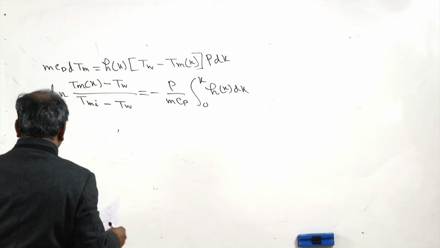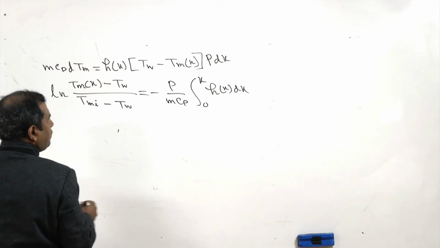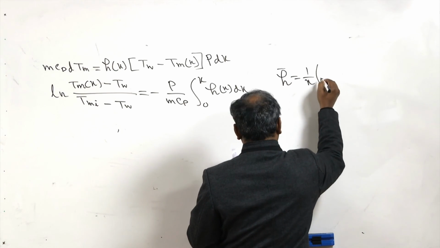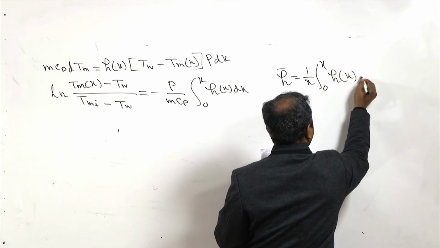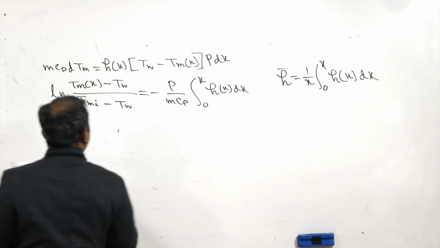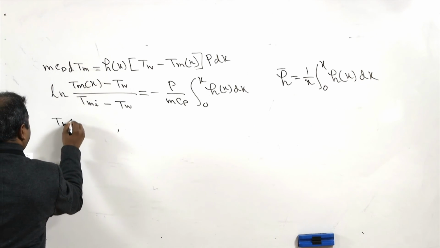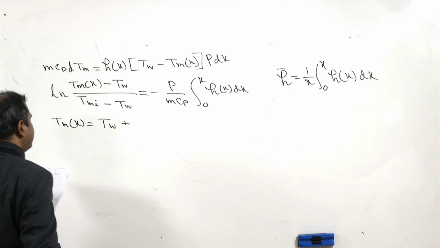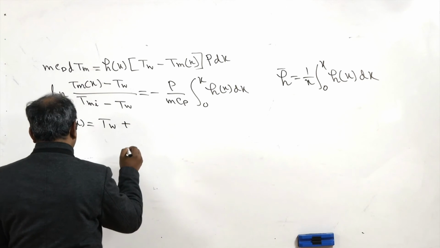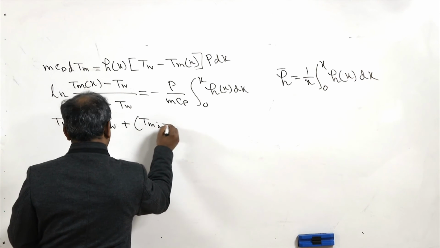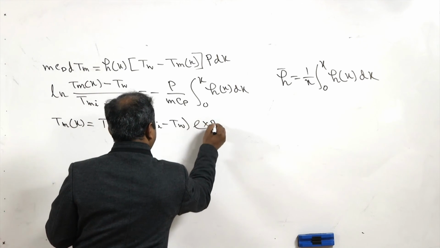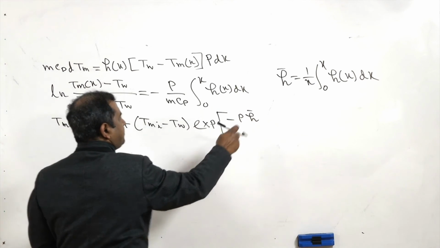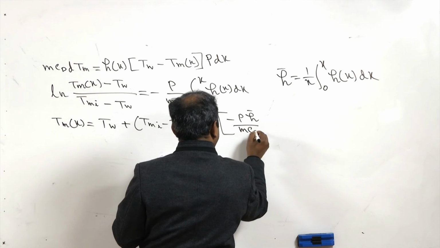After this, if we proceed further and consider that the average heat transfer coefficient is 1 by x, integral from 0 to x of Hx dx, then from here the mean temperature of the fluid Tmx can be written as Tw, the wall temperature, which is known and constant for this case, plus (Tmi minus Tw) into e to the power minus P h bar by m Cp into x, because this integration becomes h bar.